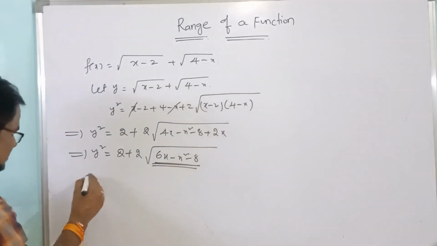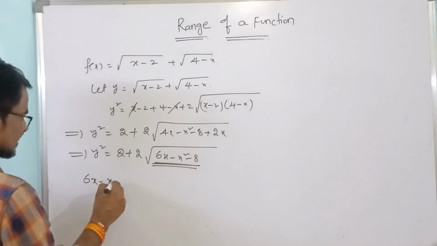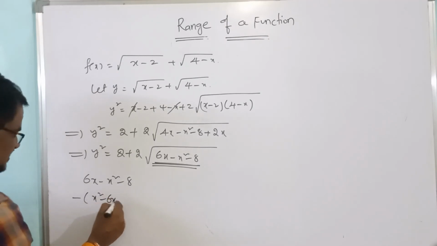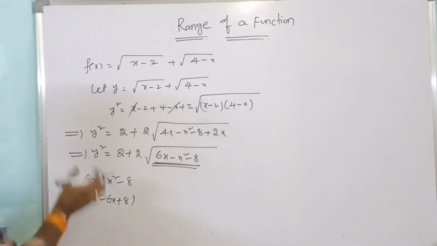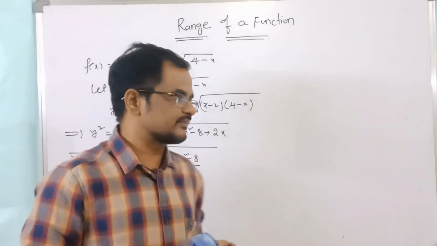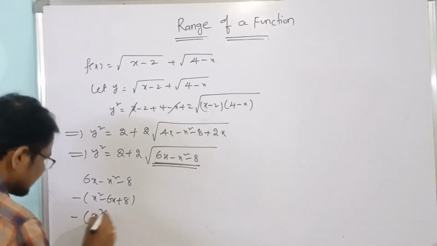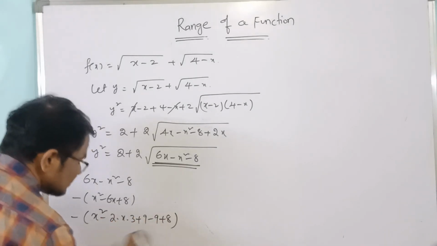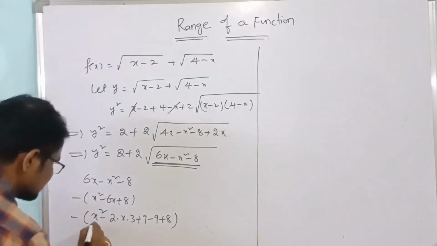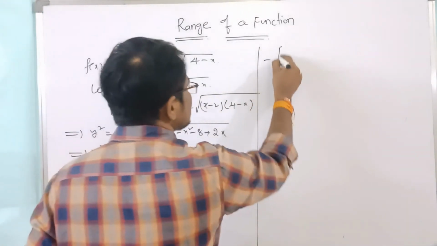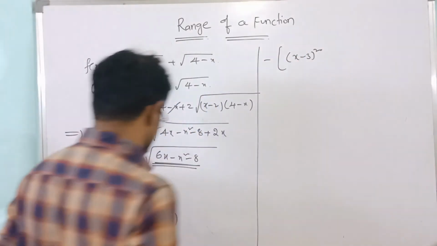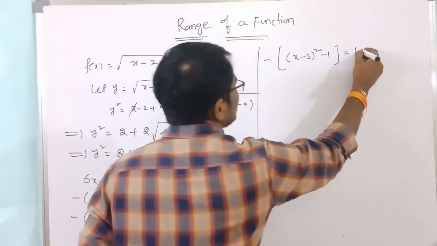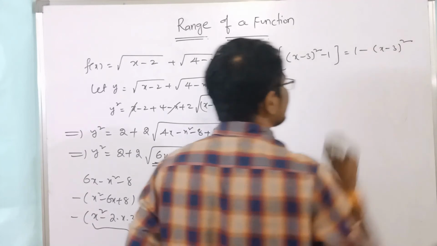So for that consider this quadratic function, 6x minus x square minus 8. Take minus common: minus of x square minus 6x plus 8. By using the first two terms we have to write a perfect square. For that it can be written as x square minus 2ab plus 9 minus 9 plus 8. Now from these three terms we can write minus of x minus 3 whole square minus 1. Multiplying with minus, that is equal to 1 minus x minus 3 whole square.